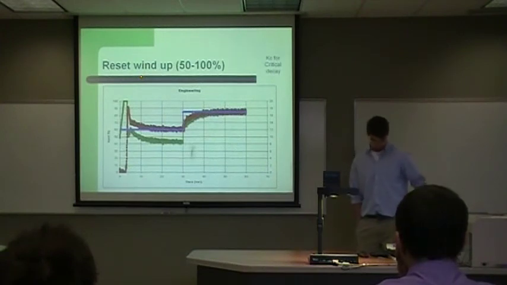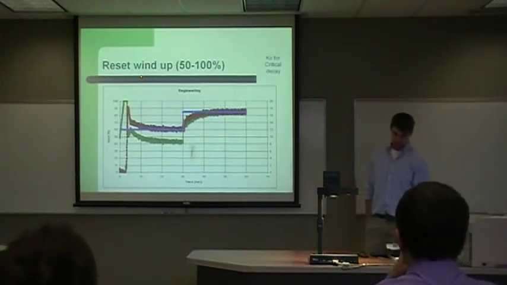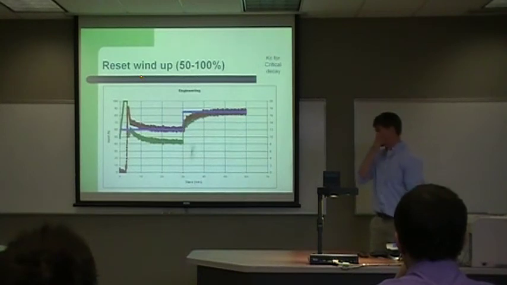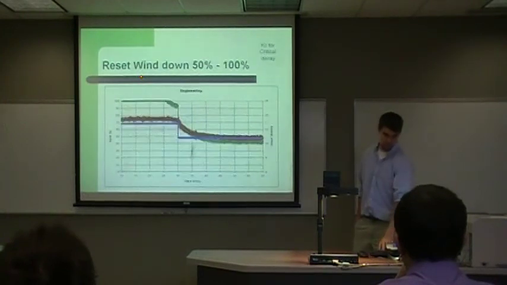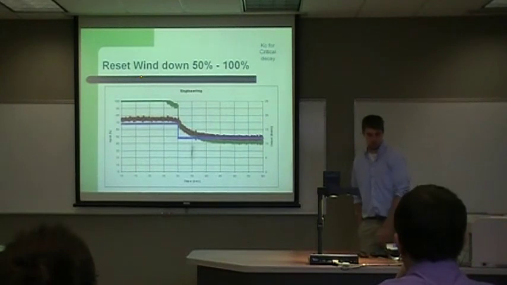Reset windup. You can see we use a KC for critically damped, not critical decay. It's for reset windup from 50 to 100%. As you can see, it has a large dead time and operates pretty smoothly. It is critically damped. And reset windown, same deal. Operates pretty smoothly, but it is critically damped.